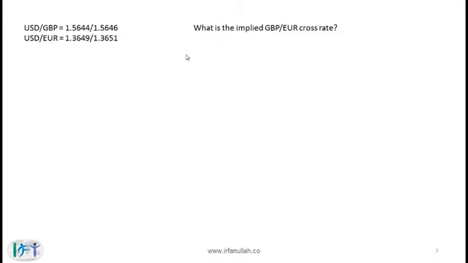So now let's look at a slightly more complicated example where we can't simply multiply the two exchange rates to come up with the implied exchange rate. Assume you are given this information, USD to GBP and the USD to euro exchange rates, and you are supposed to find the implied GBP to euro cross rate. So for the GBP to euro cross rate, can we simply multiply these two? Let's see what happens when we do that.